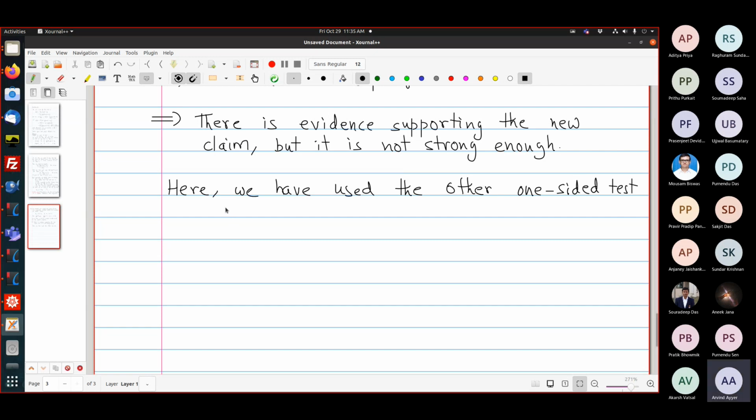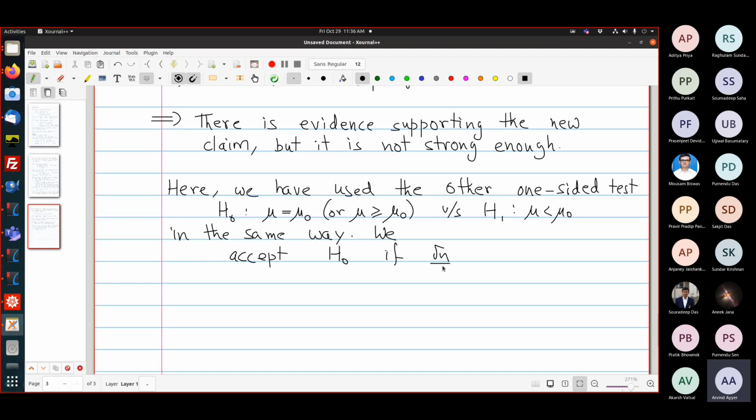which is H naught: mu greater than or equal to mu naught, versus the alternative hypothesis H1: mu less than mu naught, and in the same way, we accept H naught if square root of n by sigma, it's a square root not a delta, times x bar minus mu naught is greater than or equal to minus z alpha, and reject if this is less.